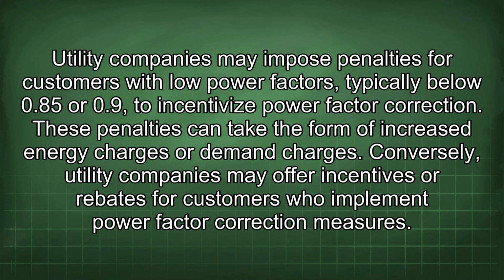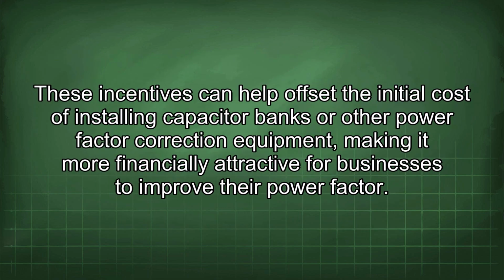Conversely, utility companies may offer incentives or rebates for customers who implement power factor correction measures. These incentives can help offset the initial cost of installing capacitor banks or other power factor correction equipment, making it more financially attractive for businesses to improve their power factor.